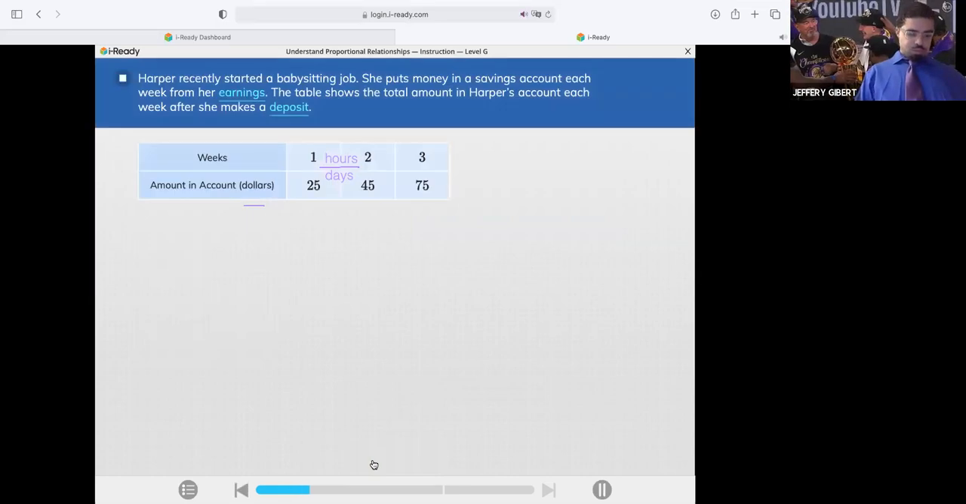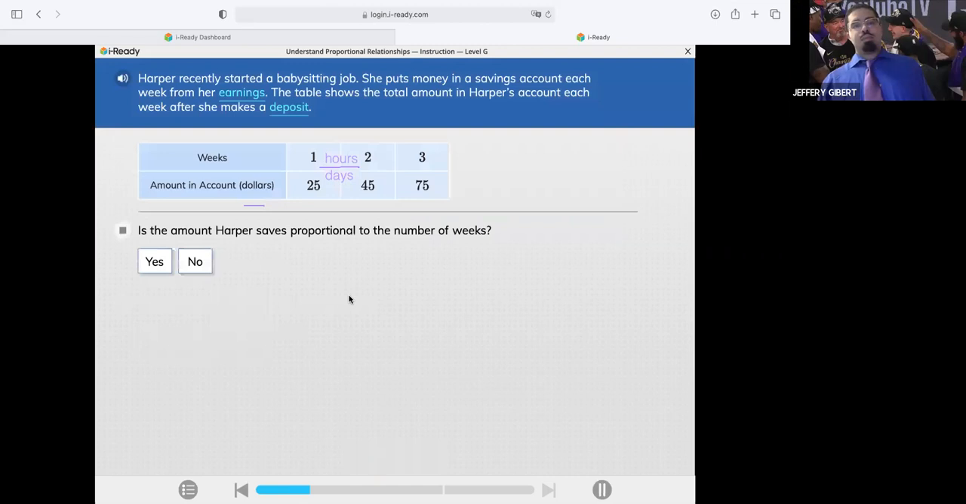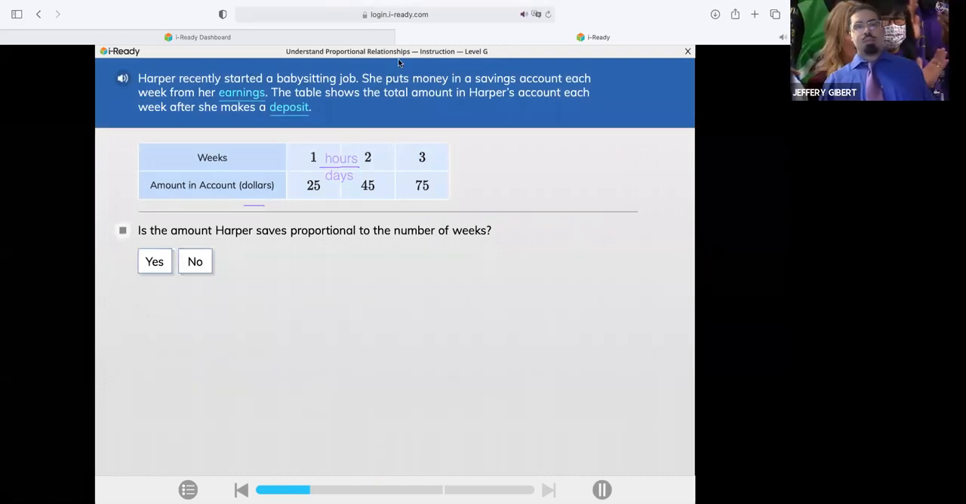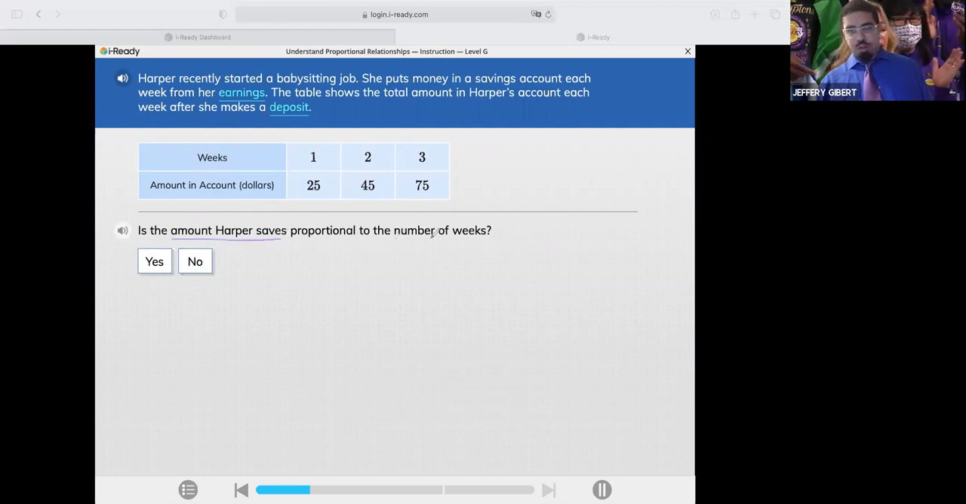Harper recently started a babysitting job. She puts money in a savings account each week from her earnings. The table shows the total amount in Harper's account each week after she makes a deposit. Is the amount Harper saves proportional to the number of weeks? All right, so on this one, we got amount Harper saves proportional to number of weeks.